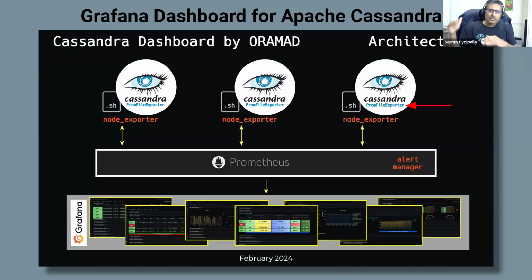And then Prometheus is just a time series, I don't want to call it database, it's just a time series data store, which is keeping all these metrics in an organized form. And then we can use Grafana to pull those metrics and show a nice dashboard.